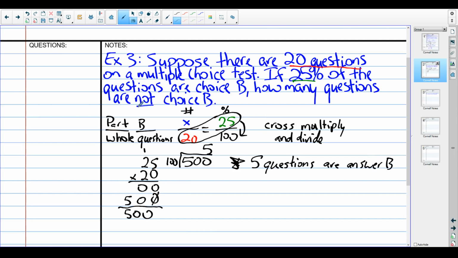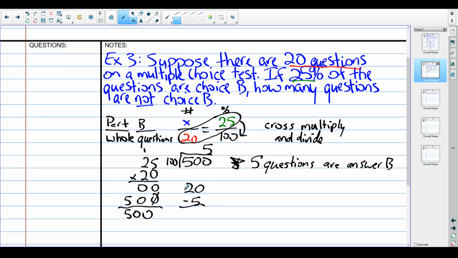But then it wants to know how many are not B. Okay, so if we have 20 questions total, if 5 of them are B, just getting me hungry for sandwiches. Get it? Arby's. They've got the beef. All right, what are we doing?